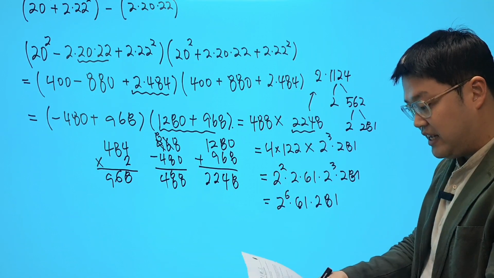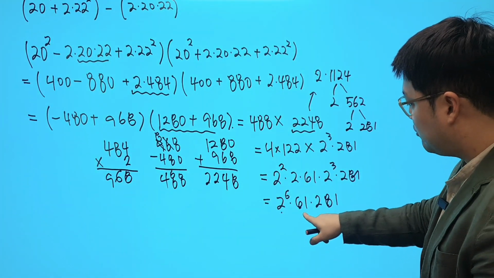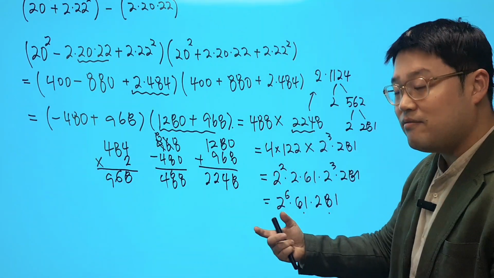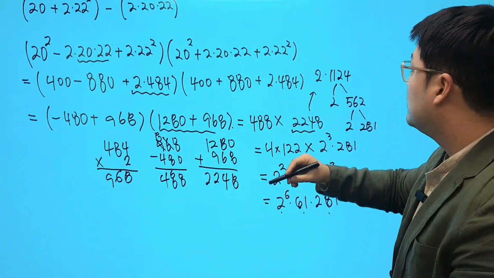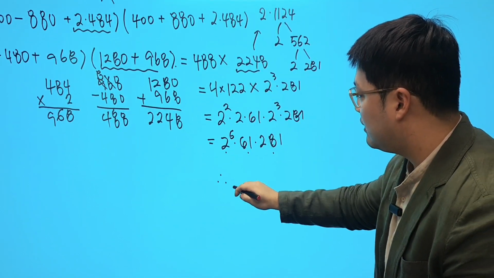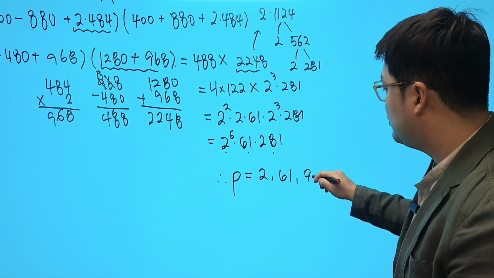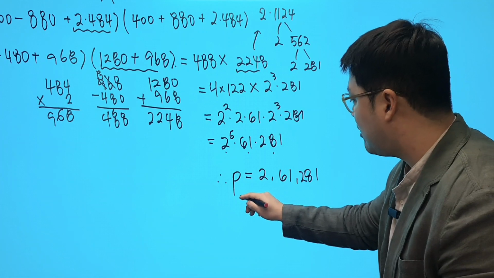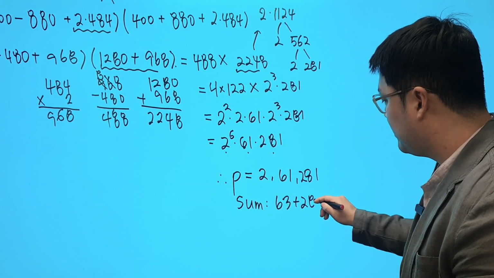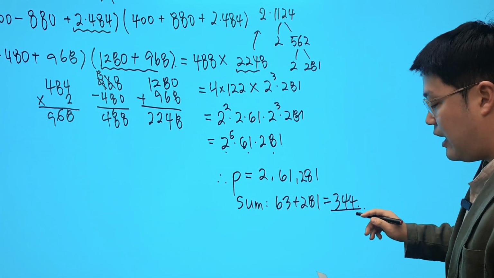And what were we really getting? We're getting the sum of all primes. The primes that actually work out will be 2, 61, and 281, because the prime p divides everything out here. So the p value could be either 2 or 61 or 281. Let's add up all these: the sum becomes 63 plus 281, and the answer becomes 344.